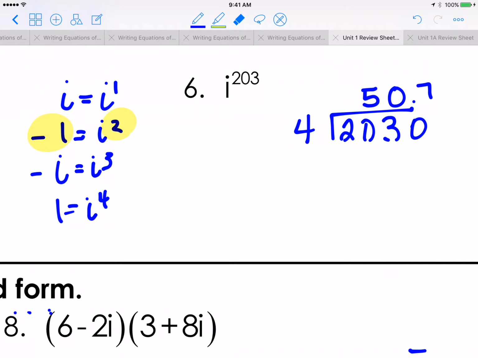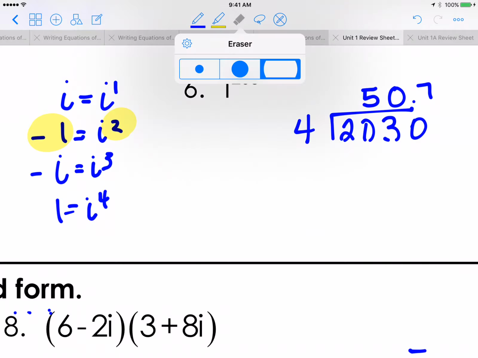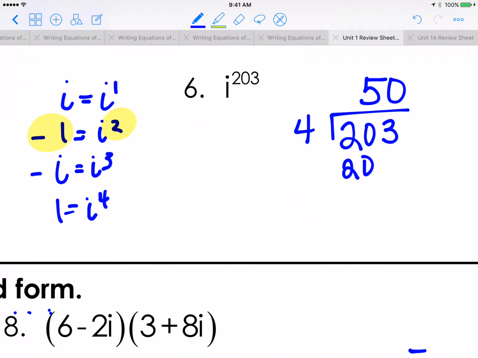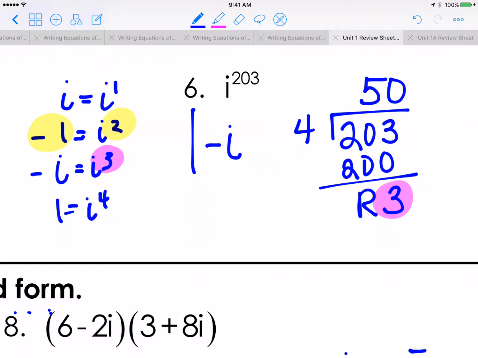All right, let's do this in our calculator. Start over. Okay, 203. Do this in your calculator. When I did 203 divided by 4, I got 50 something. Well, 4 times 50 is 200, which gives us a remainder of 3. Wow, that was so much easier. So now we have 3 is associated with that i cubed, so the answer is negative i.